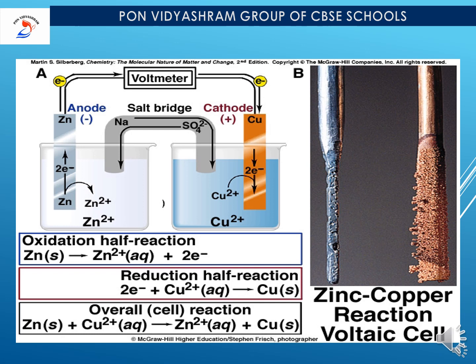Zinc will be converted into Zn2+. Once the conversion occurs, Zn2+ will start dissolving in the electrolytic solution. So now what will happen? Once it starts dissolving in the electrolytic solution, the size of zinc will reduce and the positive charge on the electrolytic solution will keep increasing. Once again, let me repeat, positive charge on the electrolytic solution.